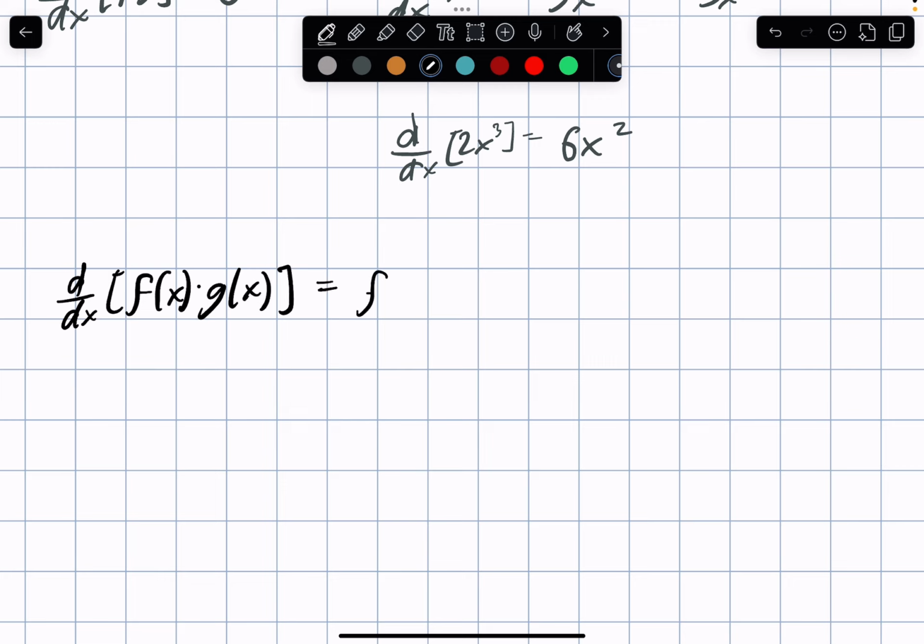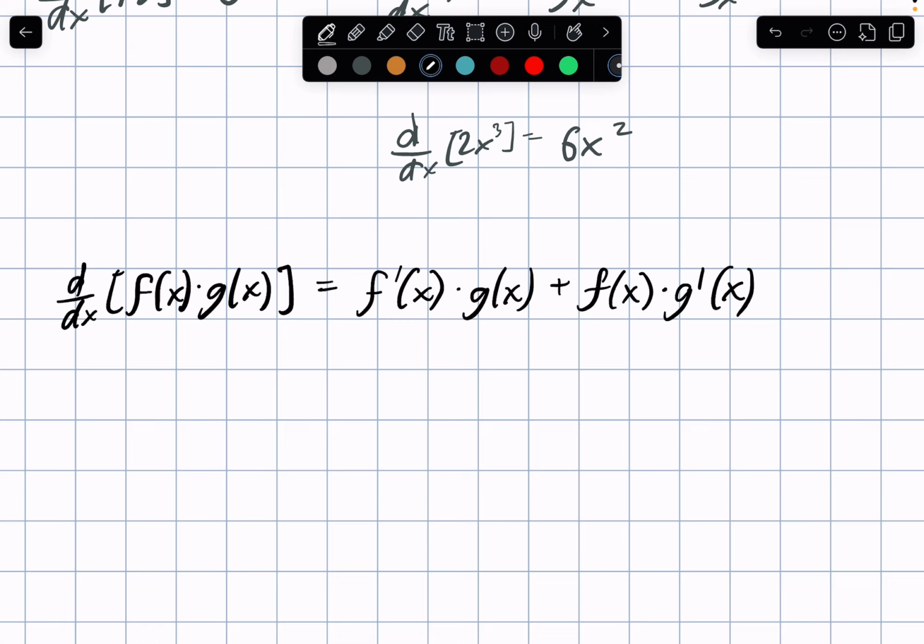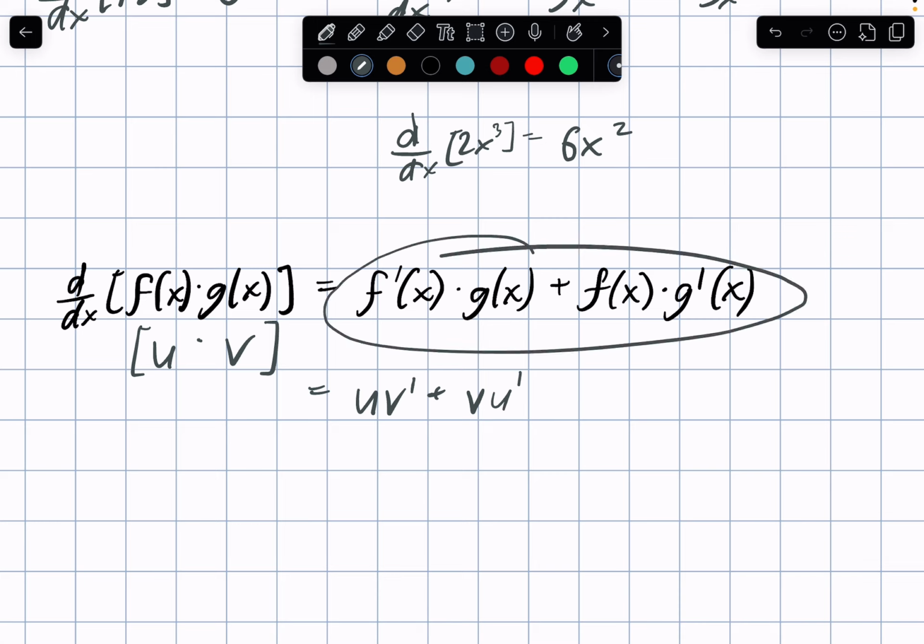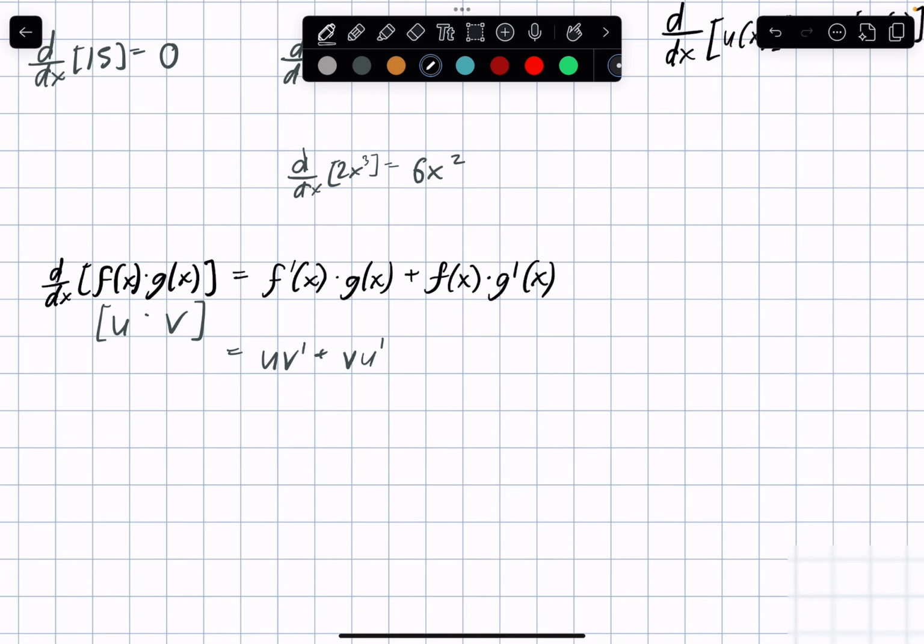So, derivative of f of x times, we'll just copy g of x, and then plus, copy f of x, and then write the derivative of g of x. You can interchange these, by the way. At least my prof does it. So let's say this is u and then this is v, right? So u v derivative plus v u derivative. But I think this is more confusing. You just have to know this. That's basically it for the product rule.